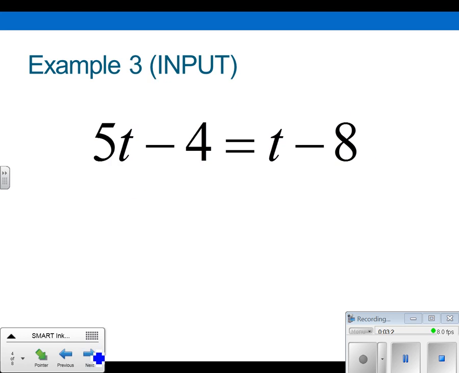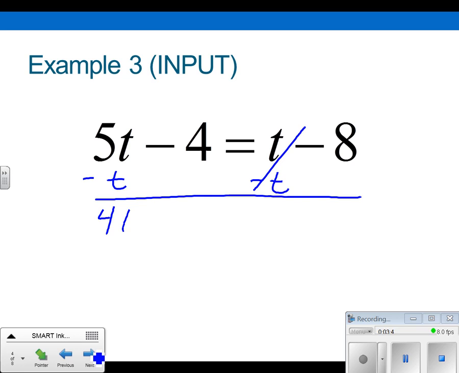First thing you want to do is get the variables to one side. In this one, I would subtract a t from both sides. See, there's a t on the right side. I'm going to subtract a t then from both sides, instead of subtracting a 5t from both sides, that way I'm just keeping my t terms positive. That's 0. And then 5t minus t gives you a 4t.